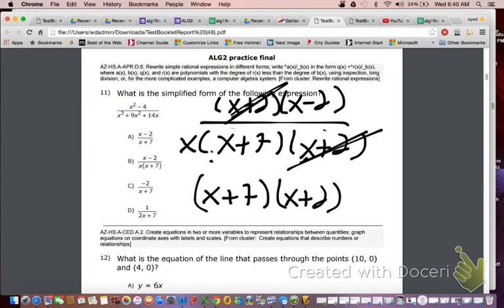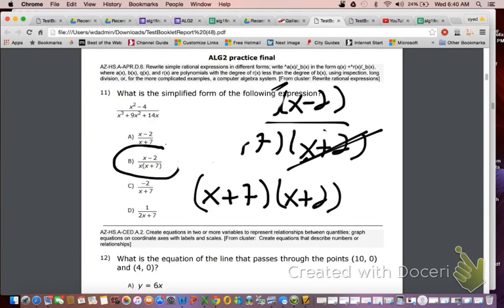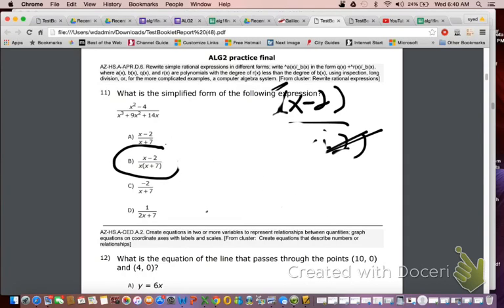So now I have, it has to be choice B. Okay? Now pay attention to number 12 because a lot of problems are like that. You're probably going to see a couple like these on the test. Okay? So let's look at number 12.